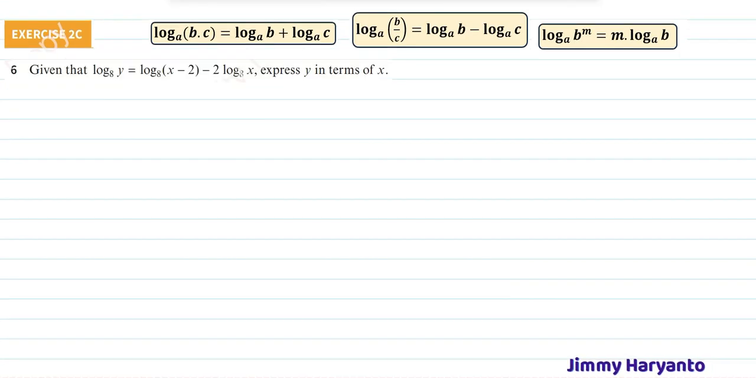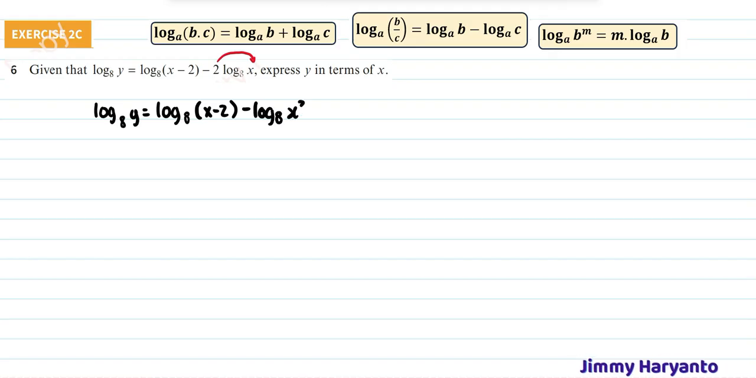And then question 6, given that log 8y equals to that one, express y in terms of x. Okay. So first, I think we have to move these two to the back. Wait. Log 8y. Okay, and then this one is log 8, open brackets, x minus 2 minus log 8, and then x squared.